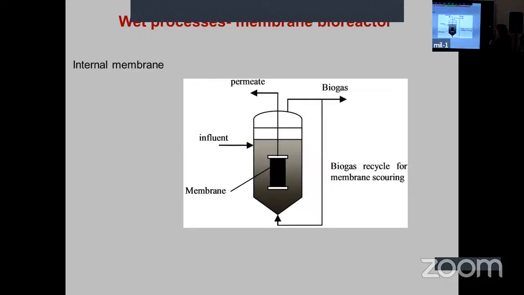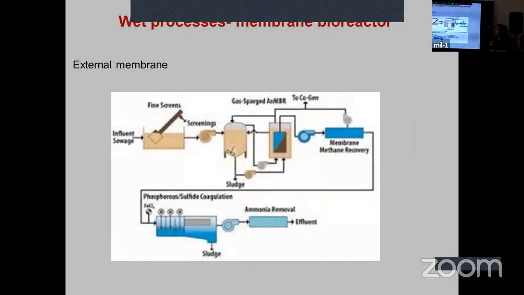When you use a membrane, you can put it inside the reactor. It is the internal membrane reactor, and thanks to biogas, you will remove the membrane fouling. Or you put it at the outlet of the reactor, so you will need an additional pump, and you will recirculate your retentate into the reactor.